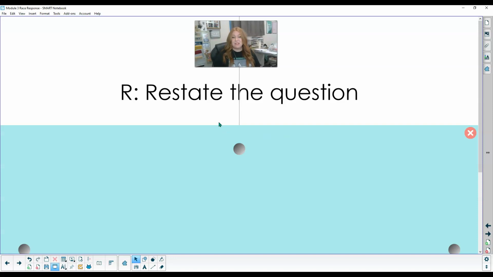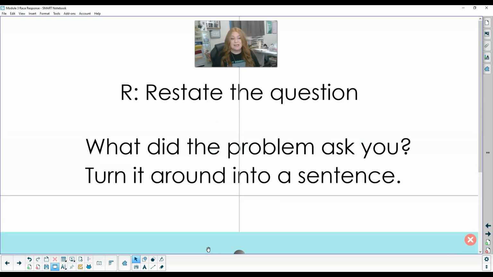So the first thing we want to do is restate the question. So what does that look like in math? Well, first we need to know what the problem was asking you to do. What was the question? And then flip it around and put it in a sentence. So instead of saying how many cats were there, you would say there were this many cats. So you just flip it around, make it a sentence.